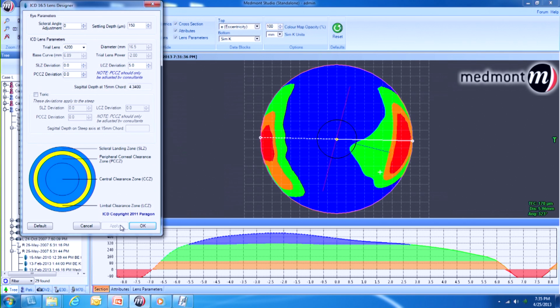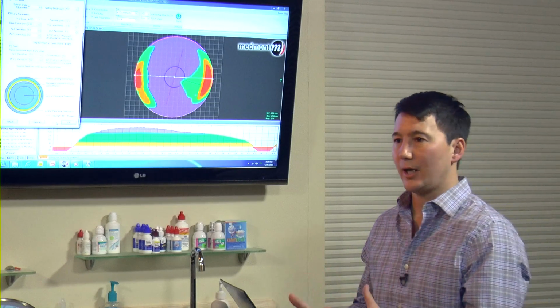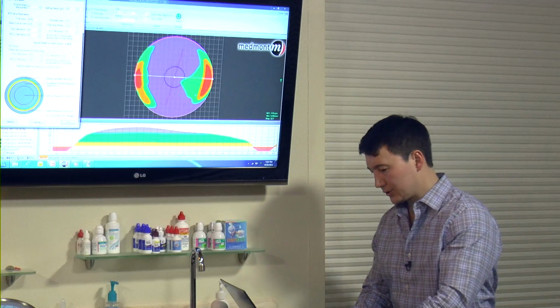So hopefully that gives you some perspective on how you can use the topographer both to fit corneal GPs and to fit scleral lenses as well.